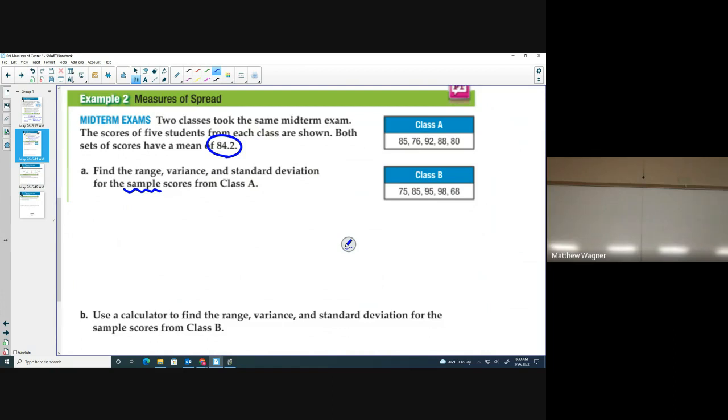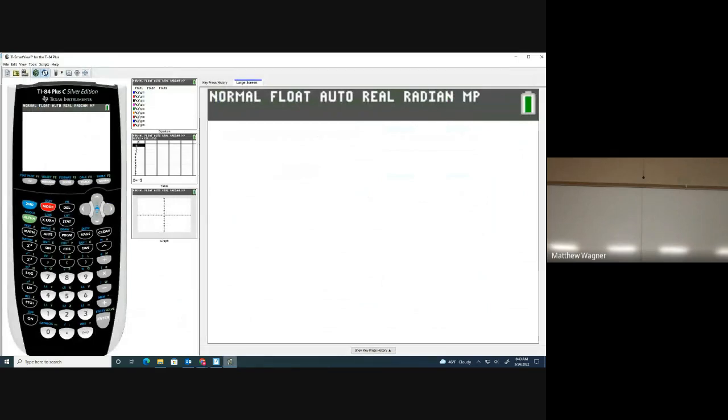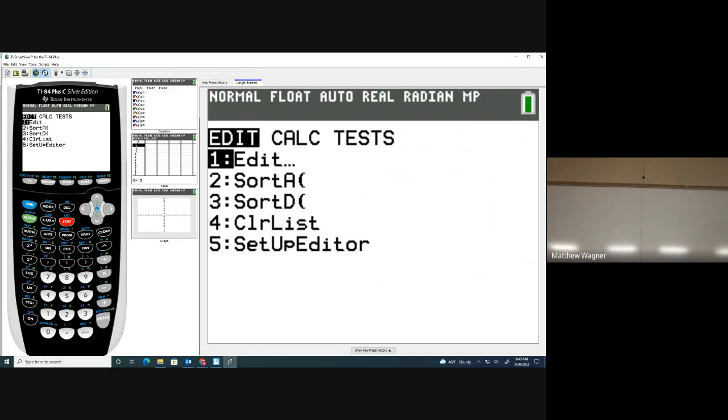We could run through the calculations and do 85 minus 84.2 squared plus 76 minus 84.2 squared, like the formula says above. Or what we can do is go right to our calculators. We're going to type these two into L1 and L2. So if you grab your graphing calculators, hit stat, which is right in the middle, and we're going to edit our list.